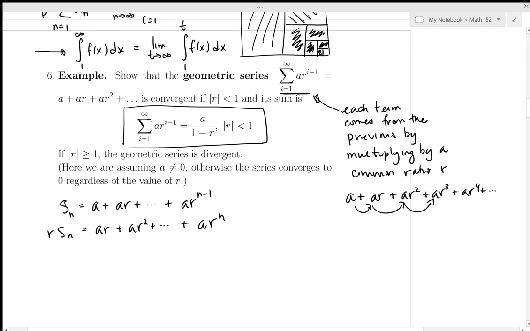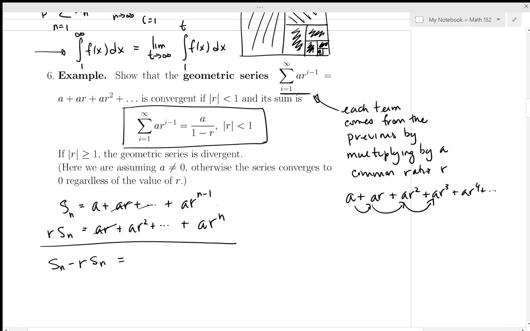Then I draw a nice line underneath here and I subtract the bottom line from the top line. So on the left-hand side, I'm getting Sn minus rSn. And on the right-hand side, it's a very nice situation because when I subtract that one by that one, it cancels out, and similarly keeps going like that.